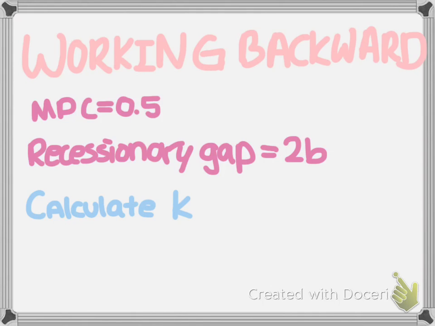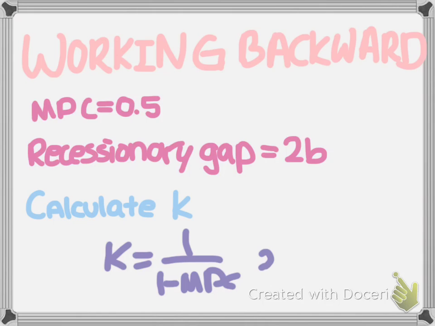So working backwards, if MPC is 0.5 and the recessionary gap is $2 billion, you can calculate K, again using the same equation, K equals 1 over 1 minus MPC. MPC here is 0.5, so you can deduce that K is 2. So if you want to close the recessionary gap of $2 billion, the government can increase spending by $1 billion. So 1 times 2 equals $2 billion, closing the recessionary gap.